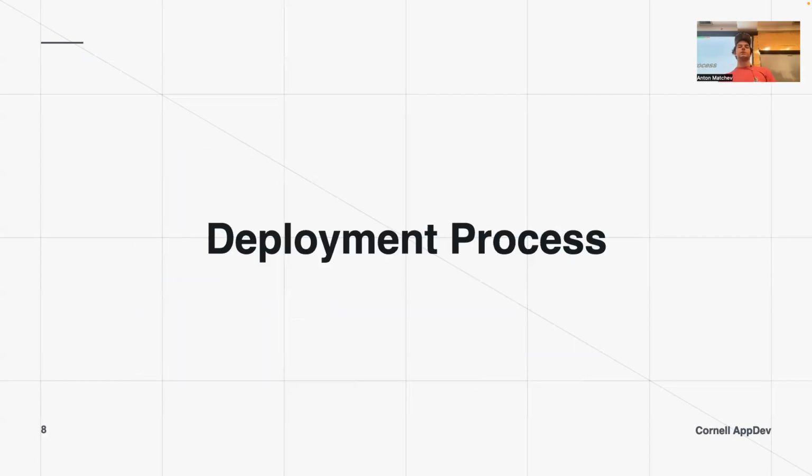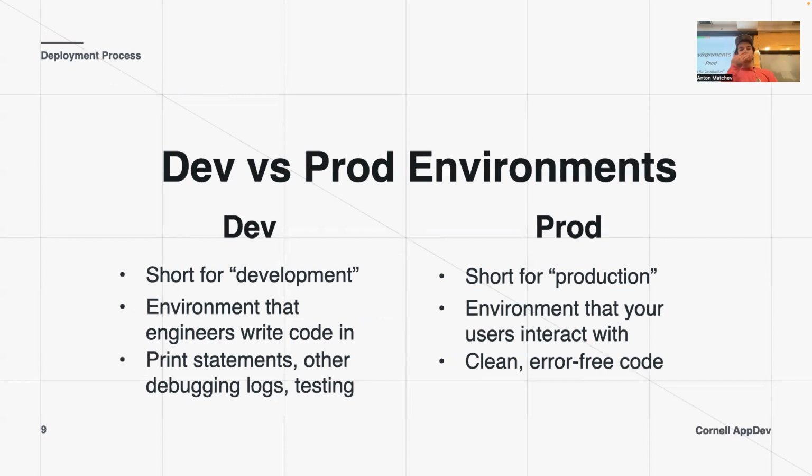Next, we're going to be talking about the deployment process. First, we're going to do dev versus prod environments. The dev environment is short for development, and it's an environment that engineers write their code in. This is like our app.py and db.py files. And this contains print statements, other debugging logs, and other testing things in general. The next thing is the prod environment, short for production. This is the environment that your users interact with. Since your user is interacting with this, you want it to be clean, error-free, and really nice for the user. So, yeah.